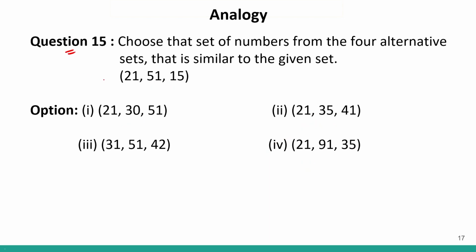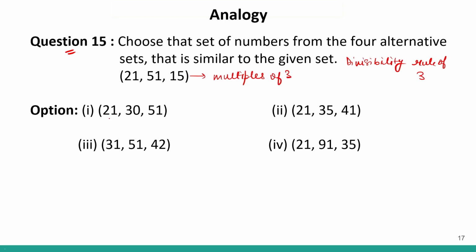Question number 15. 21, 51 and 15. Now if I look over here, 21 is 3 into 7. 51 is also a multiple of 3. What is the divisibility rule of 3? Basically, the sum of digits should be a multiple of 3. So 5 plus 1, 6 is a multiple of 3, correct? So 1 plus 5, 6 is also a multiple of 3. So these are all multiples of 3.